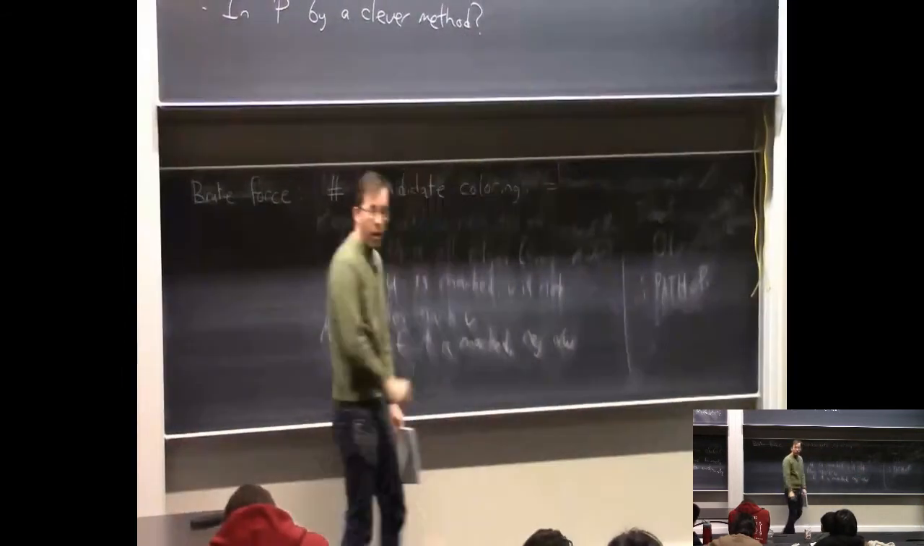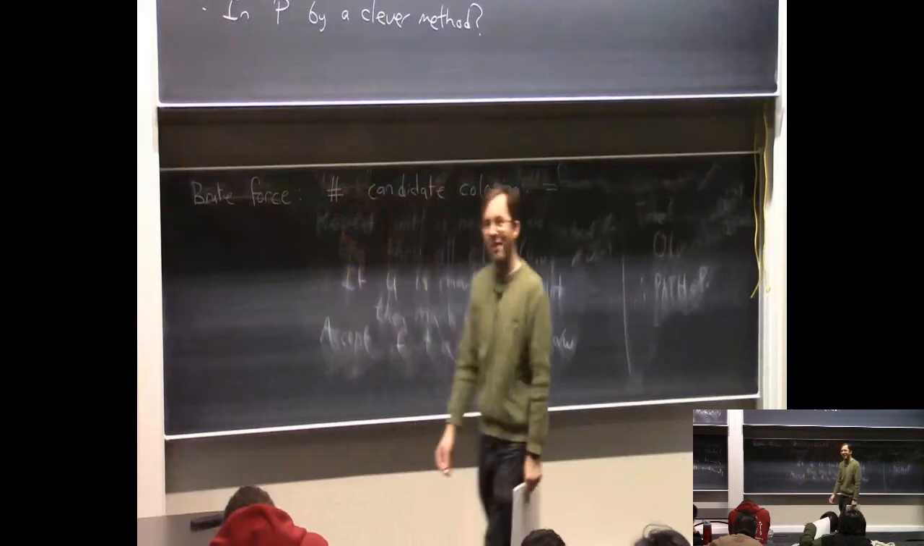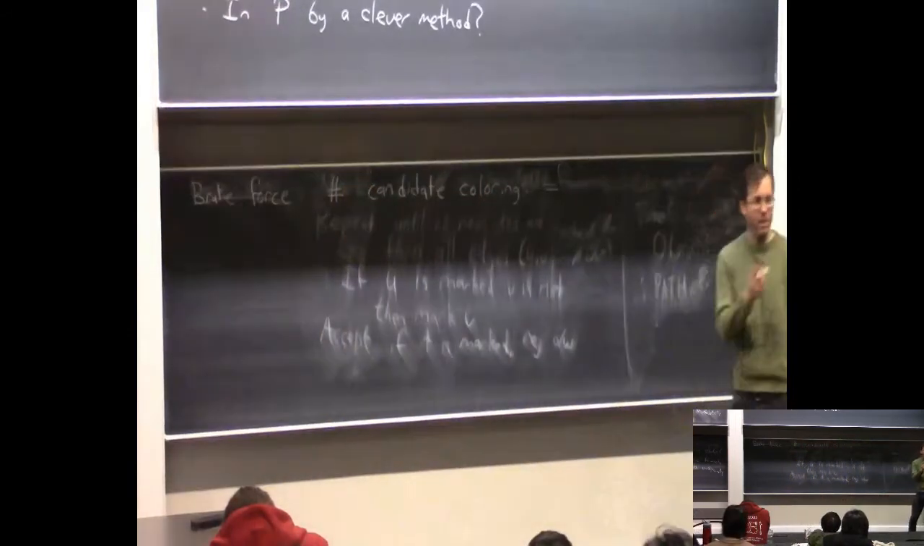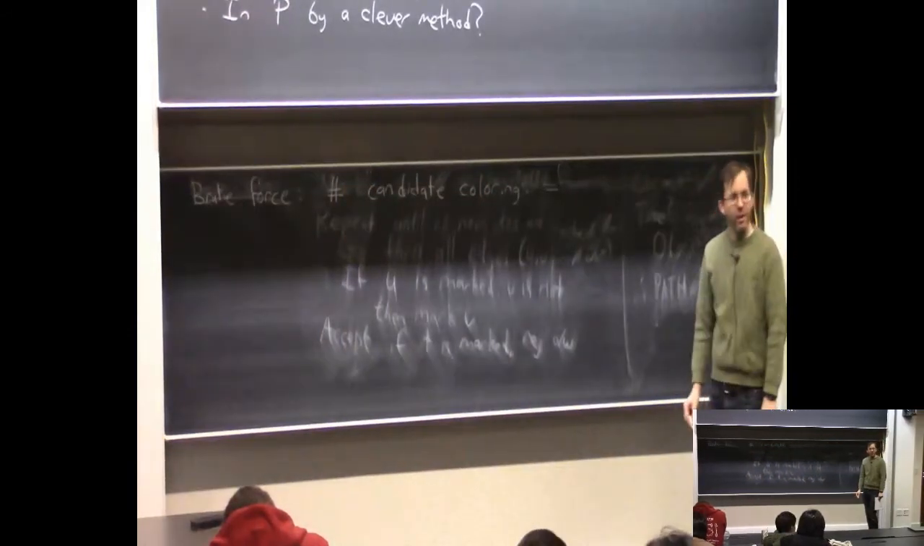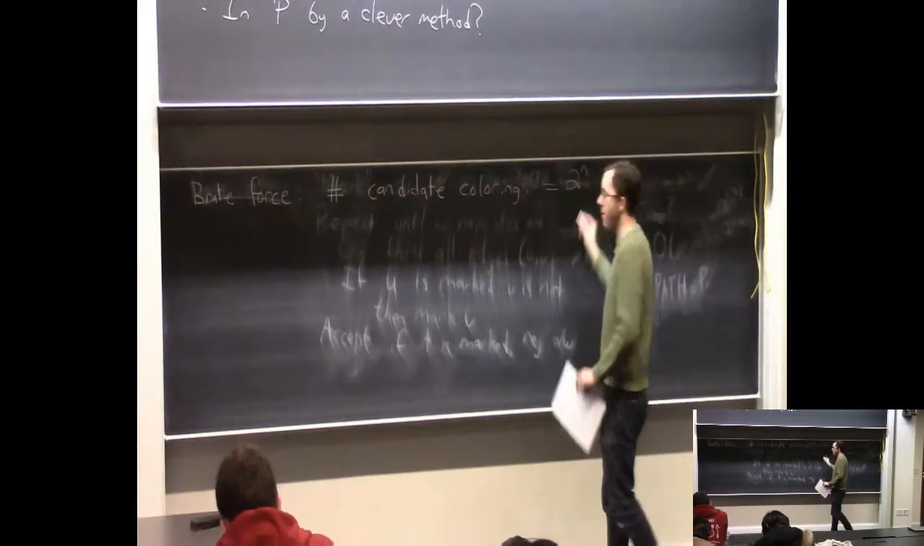How many candidate colorings are there? There are 2 to the n. There's n vertices. Each one can be red or blue. There's 2 to the n possibilities.